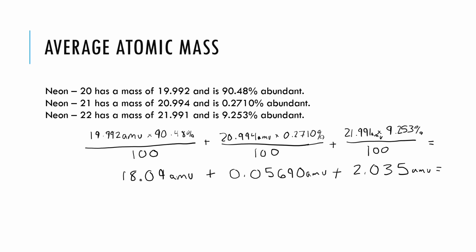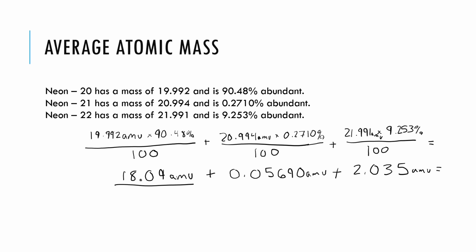Okay, now remember, for addition and subtraction, we have some different rules for significant figures. We don't use significant figures for addition and subtraction. We use places after the decimal. So in this case, our 18.09 has 2 places after the decimal. Our 0.05690 has 5 places after the decimal. And then we have 2.035, which has 3 places after the decimal. So in this case, the 18.09 takes precedence. Our answer will only have 2 places after the decimal.